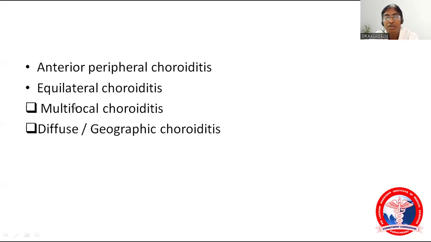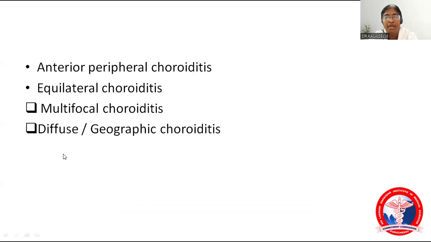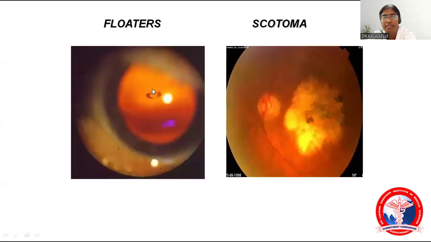Apart from focal choroiditis, you have multifocal choroiditis, where multiple areas are seen, and you also have diffuse geographic choroiditis. And these are the floaters which you see, and after the healing or scar formation, that area is known as a scotomatous area.